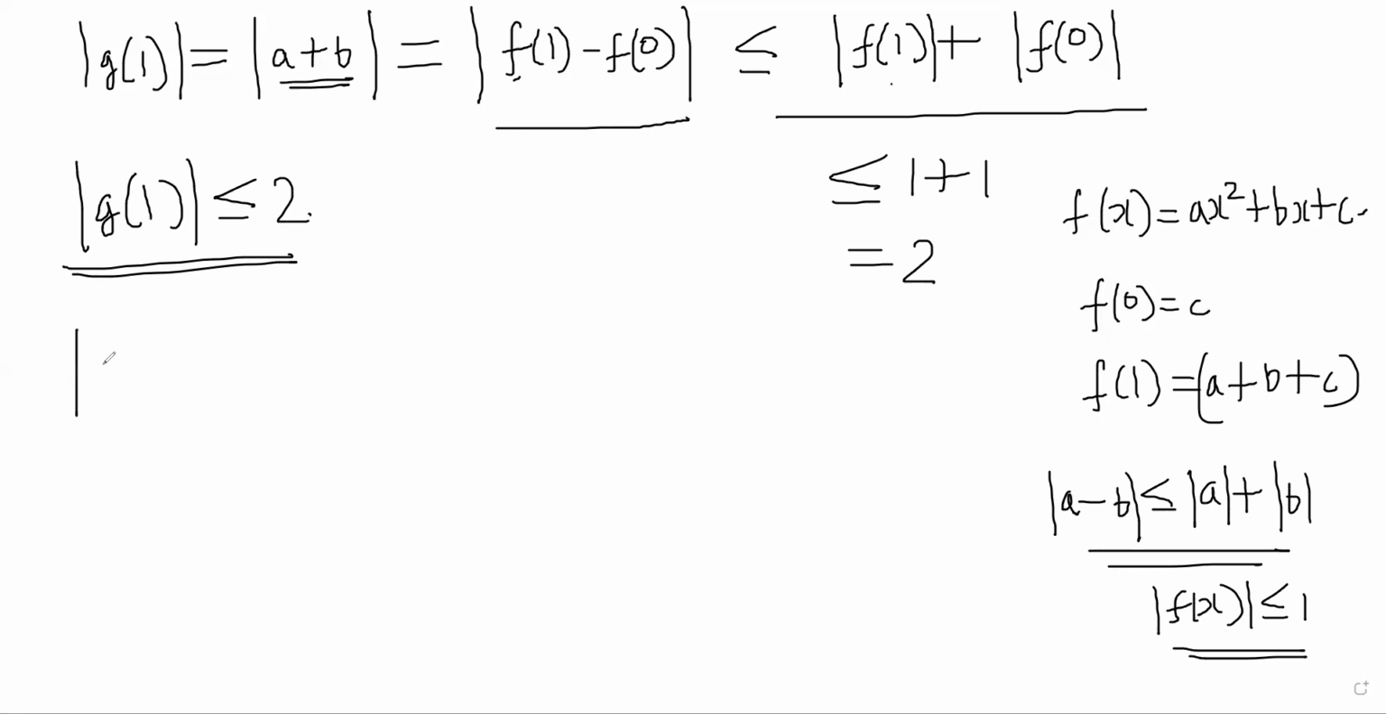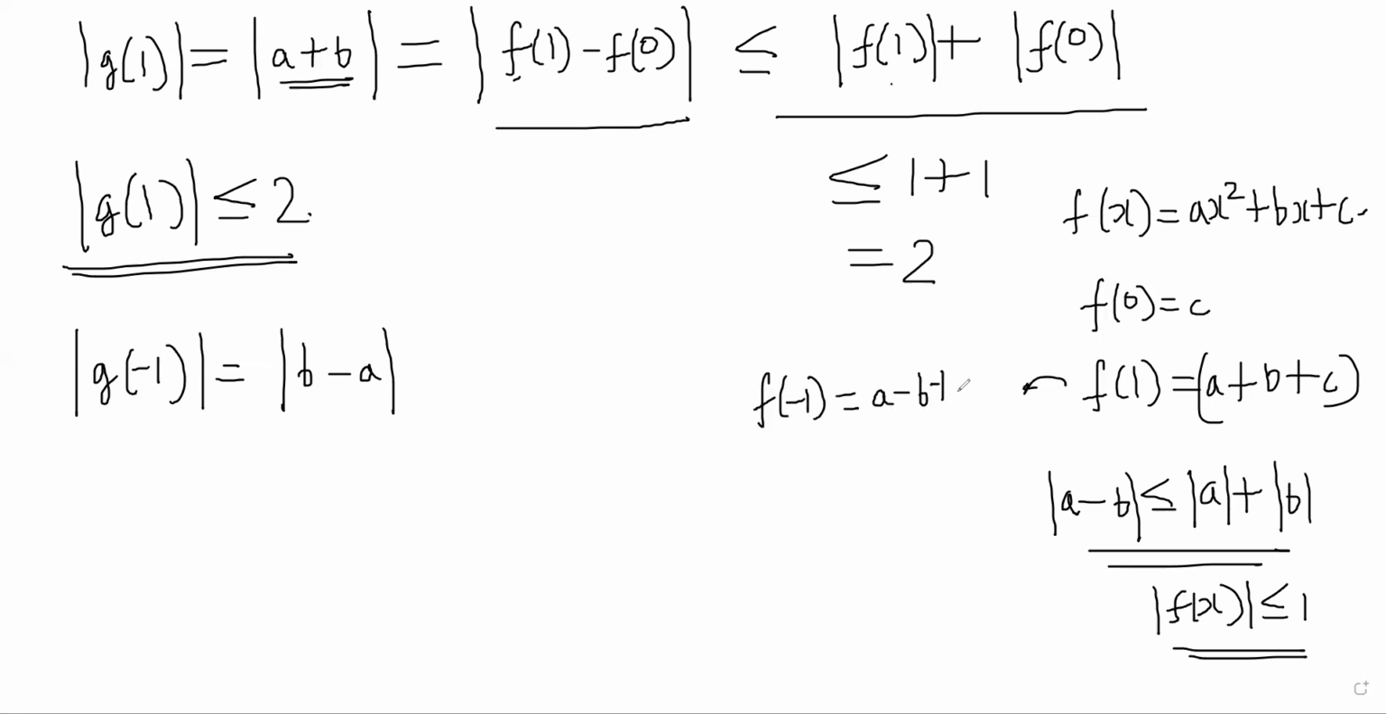Similarly, for g of -1, g of -1 is basically b minus a, so we need mod of b minus a. The way we can do it is we can say f of -1 is a minus b plus c, and f of 0 is c. So mod of b minus a is equal to mod of a minus b, which is equal to mod of f of -1 minus f of 0.